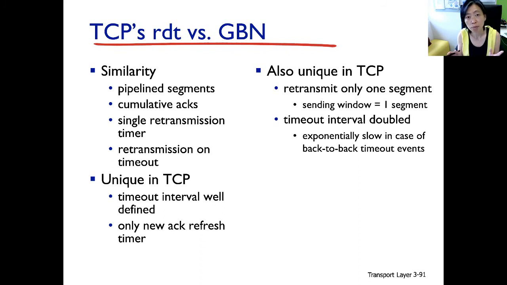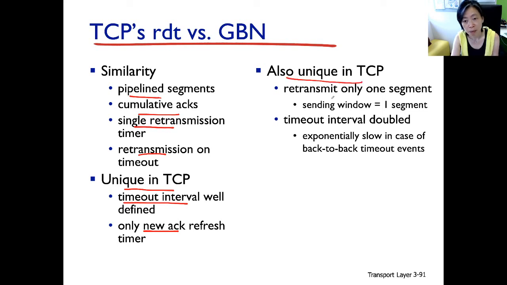So let's summarize up to this point the similarities between TCP's RDT versus Go-Back-N. So we see similarity being what? Both of them pipeline segments and both use cumulative ACKs, and there's only one retransmission timer and it retransmits on timeout events. We've heard already, unique in TCP is this. The timeout interval is well defined. There's an equation, and there are good reasons justifying the equation. And we only refresh the timer on a new ACK, while in Go-Back-N, we actually refresh the timer even though it's a duplicate ACK.